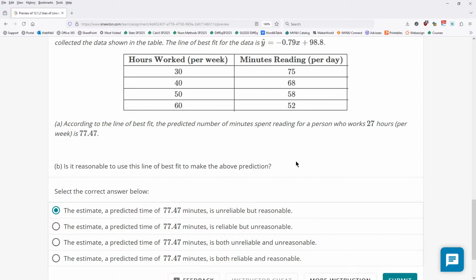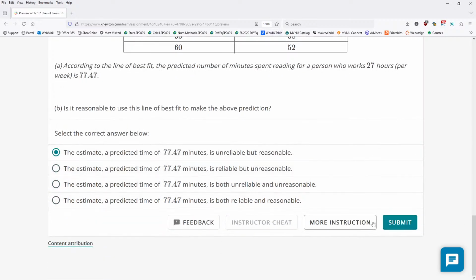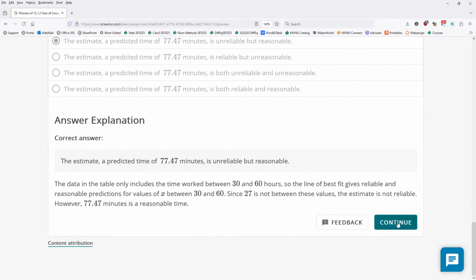As far as reasonable goes, that's more like, is it reasonable to say that, wait, 27, sorry, 27 is what is over here. So 27 is outside this range. And then the reasonable part is referring to this number, the actual prediction. Is that a reasonable number? Like if that was a negative number, for example, not reasonable. If it's more minutes than there are in the day, that's unreasonable as well. So that's all they're referring to there. I'd forgotten about that. When you get to that, it's pretty straightforward, and you can always just get it wrong and then get it right the next time.